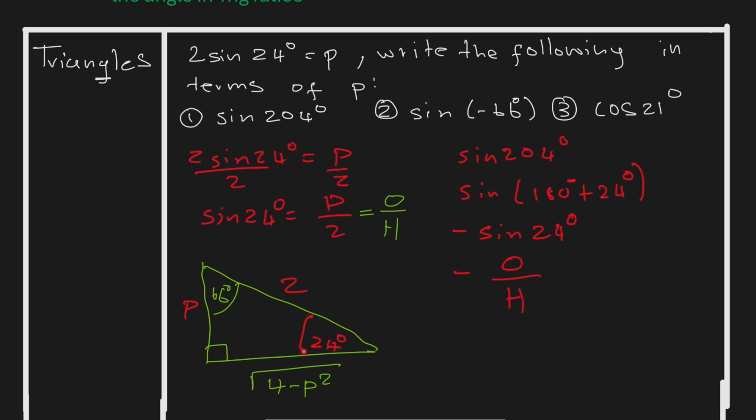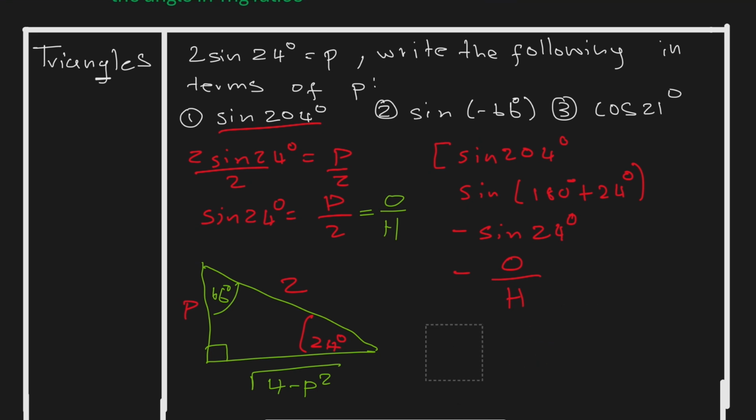So what is going to be the opposite side to the reference angle? The opposite side will be this side of p there. So you're going to substitute to say we have minus, the opposite side is p, and the hypotenuse side, remember, is always looking at 90 degrees, so that is going to be 2 there. So the solution to sine 204 in terms of p is going to be negative p over 2. That is how we get the solution to that first problem.